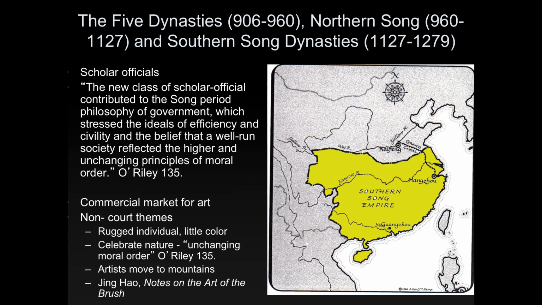And there's this celebration of nature, that nature is an unchanging moral order. Again, in line with Confucianism, but also in line with the types of ideas that you would see, for instance, in 19th century American Romanticism. So many artists try to follow this ideal in a Thoreau type way, speaking of American Romanticists. So some artists move to the mountains. And during this time, Jing Hao publishes The Notes on the Art of the Brush. And I think you may recognize some of the things that Jing Hao says in that.